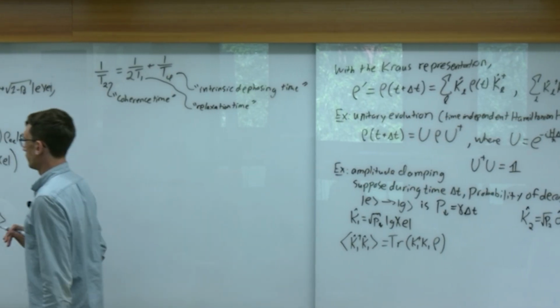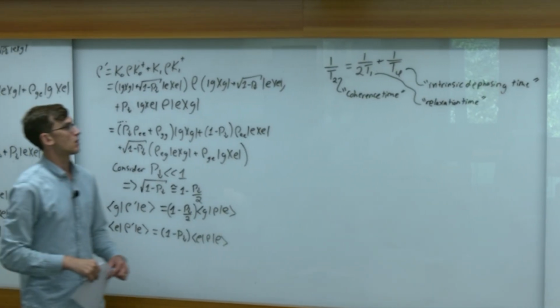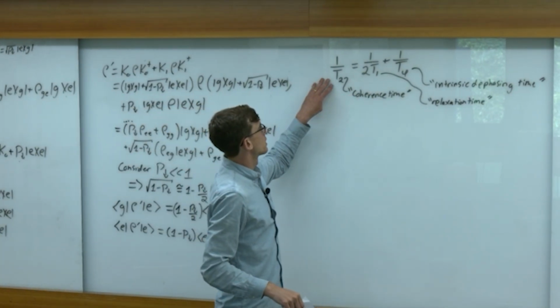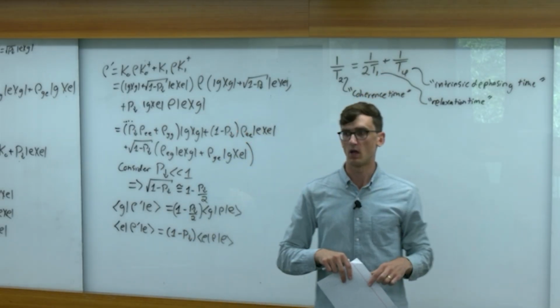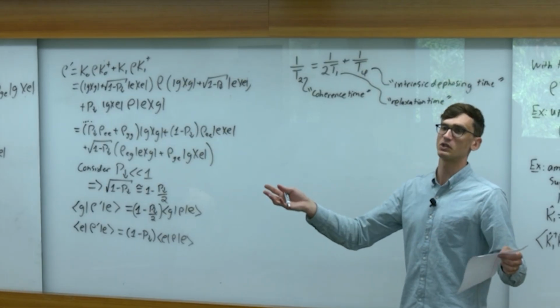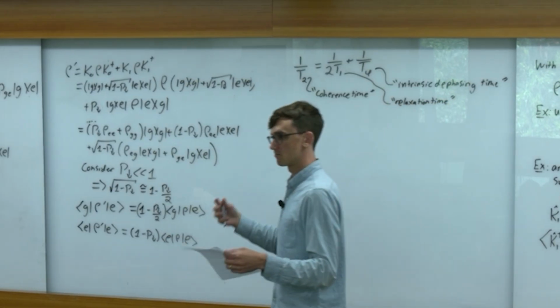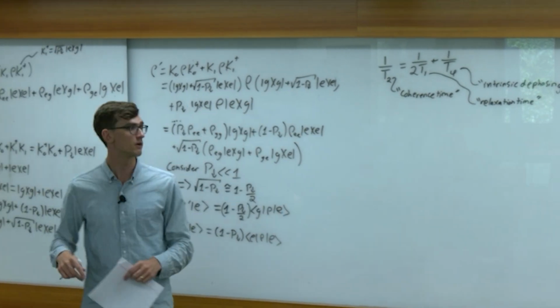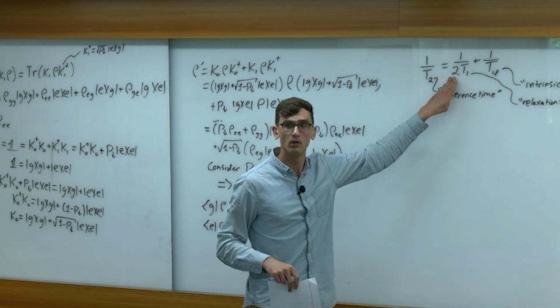But what it will do is cause these coherences to decay. So that's the contribution to the coherence time here. But jumps also cause the coherences to decay, because you can imagine if I have some superposition state and I have a jump, that's going to destroy the superposition state. So jumps must contribute to the coherence time, and they contribute in this way with this factor of 2.